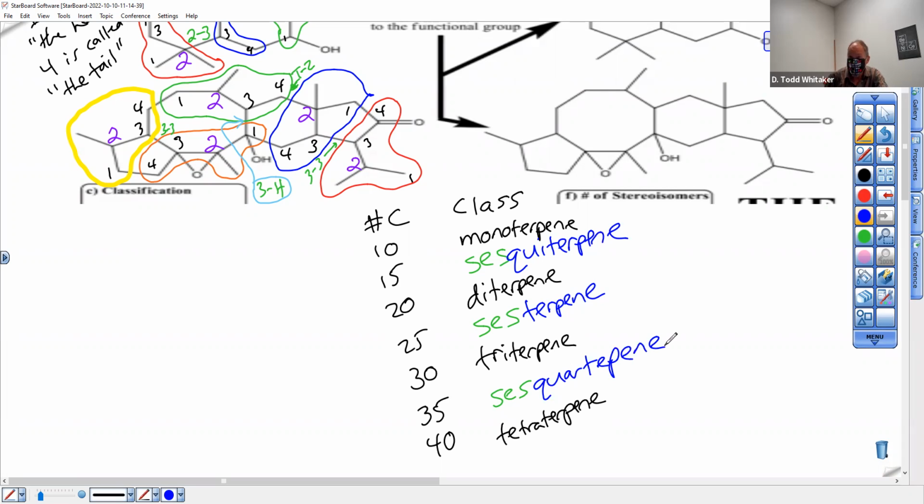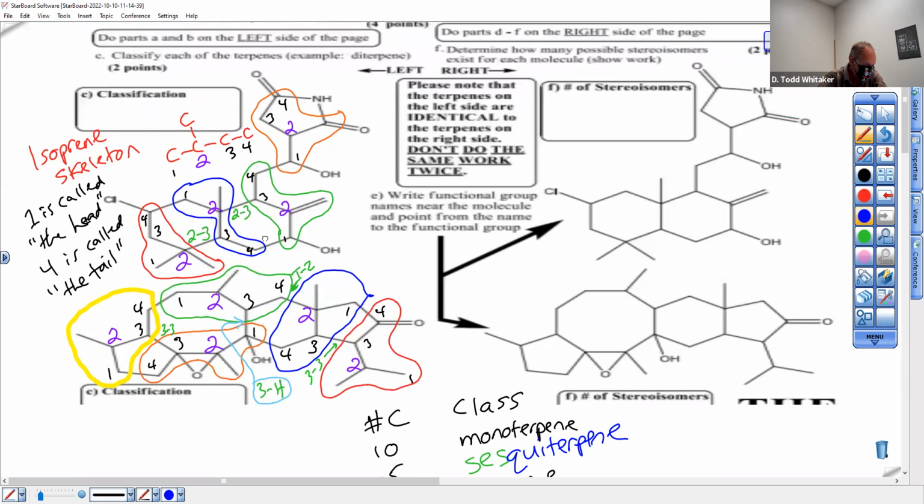And some older books even call this one sesterterpene, just to make your life miserable. They throw ester in there twice. I don't know why. So this is all the classifications you need to know. And guys, you can use the circles, but remember, you need 2 circles to get 10, right? Because each circle's 5. So I think we had 4 circles here. 1, 2, 3, 4. That's 20.